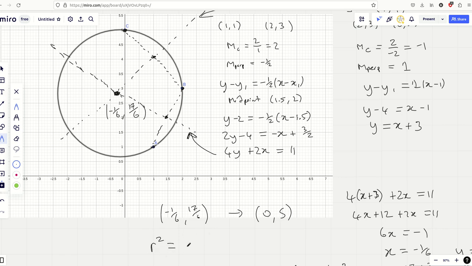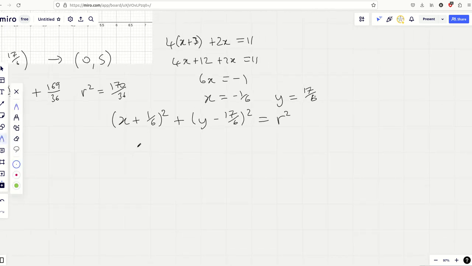Well, what do we have here? R squared is going to be equal to that minus that squared, which is 1/6 squared, which is 1 over 36, plus from here to here, well, 5 is like 30 over 6, minus 17 over 6 is like 13 over 6. But I'm going to be squaring it, so let me write it as 169 over 36. And so r squared is 170 over 36. You could square root that to find the radius, but we need the radius squared, so let's just write down the answer now. It's (x plus 1/6) squared plus (y minus 17 over 6) squared equals 170 over 36.